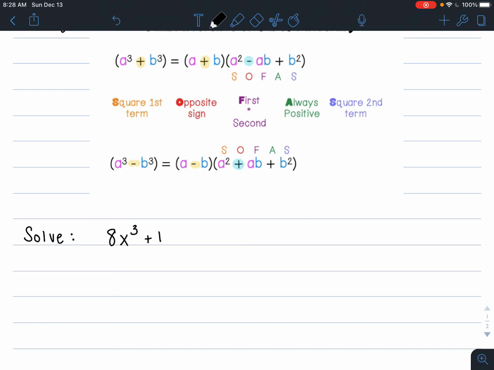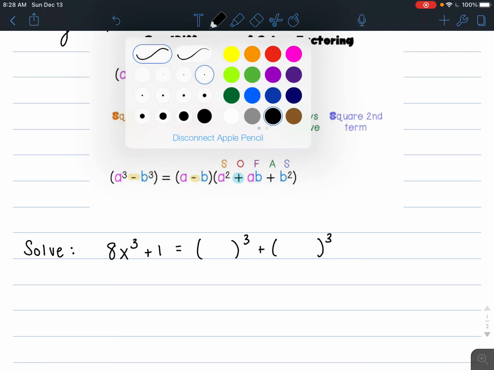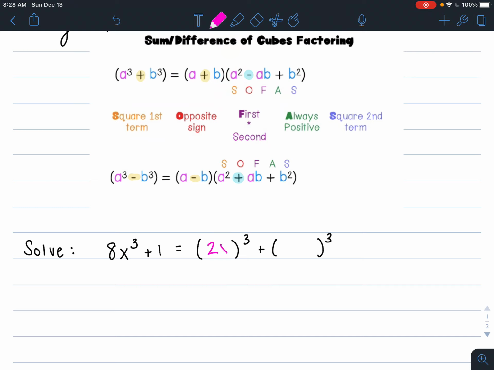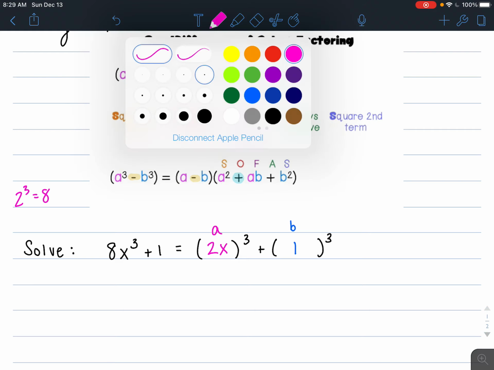So the first thing you want to do is figure out what is being cubed. So I know I have an x cubed, which clues me in that I'm probably looking at sum of perfect cubes. So I'm going to rewrite this first as something cubed plus something cubed. It might be helpful to know that 2 cubed is equal to 8. So I'm going to put 2x in here because 2 cubed is 8. And then x cubed is x cubed. And then the one's really easy. 1 cubed is 1 cubed. So my b value in here is going to be 1, and my a value is going to be 2x.